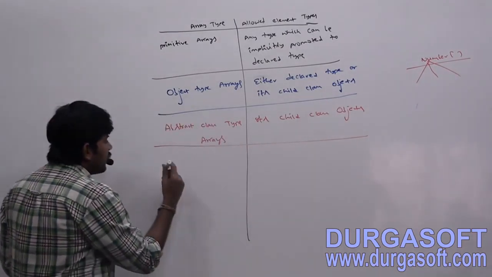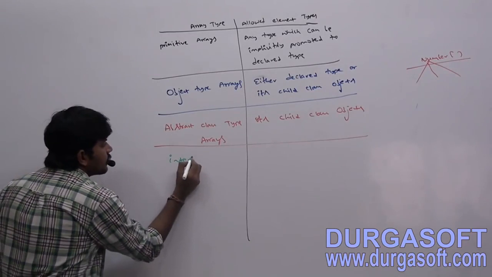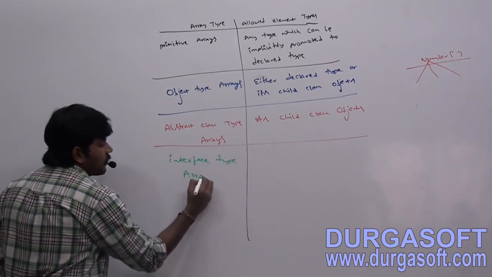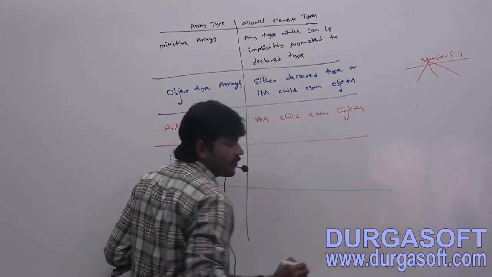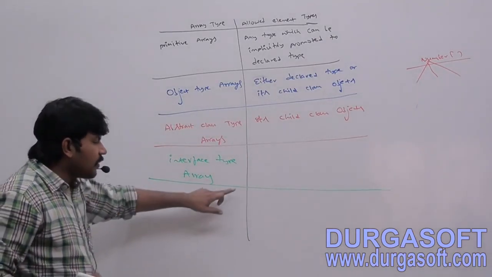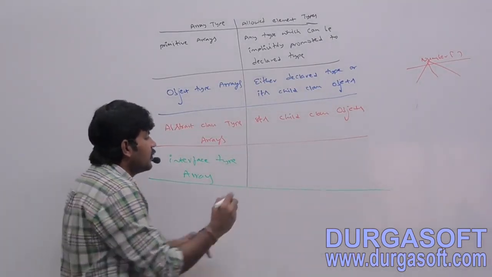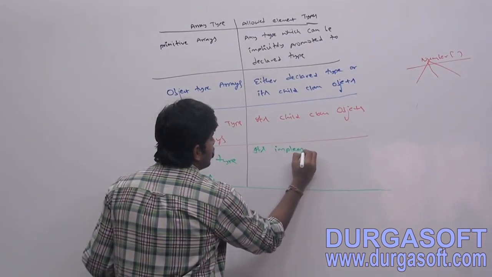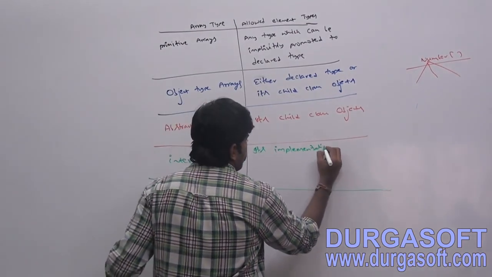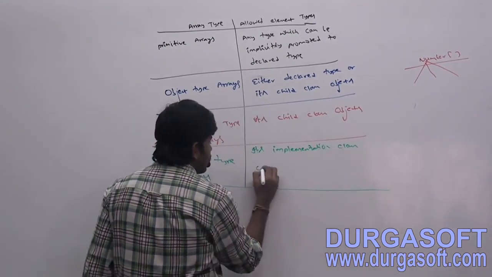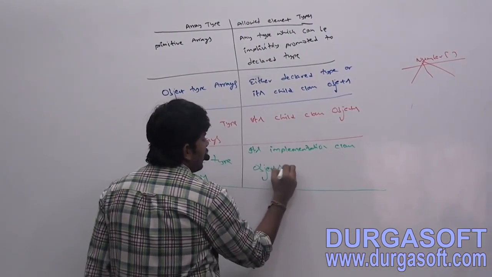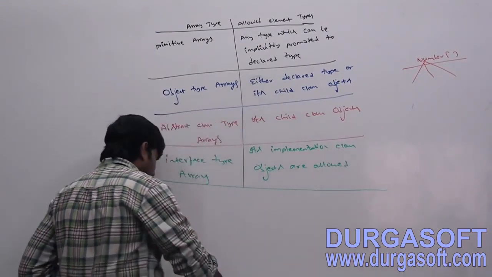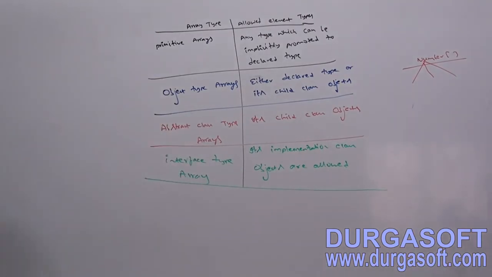Next, last case we covered. Interface type arrays. If it is an interface type array, can you tell which type of elements are allowed? Its implementation class objects are allowed. Okay, like take this clearly.